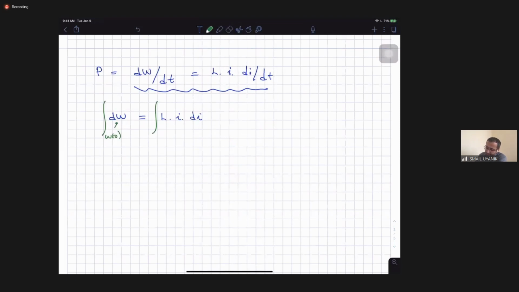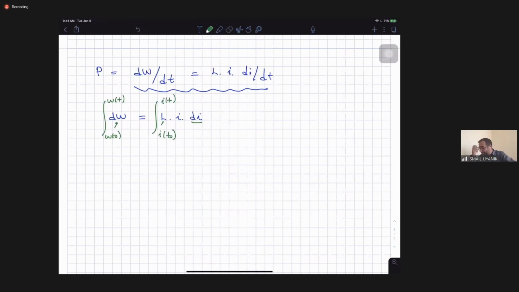And then that will be omega of t, right? So it will be the energy at any time. And then for the right-hand side, that is just an integral with respect to di. This L here does not depend on the integration variable, so I can just take it out. But for the bounds, I should say this is an integral which depends on di. So this lower bound will be I of t0, and this upper bound will be I of t, right?